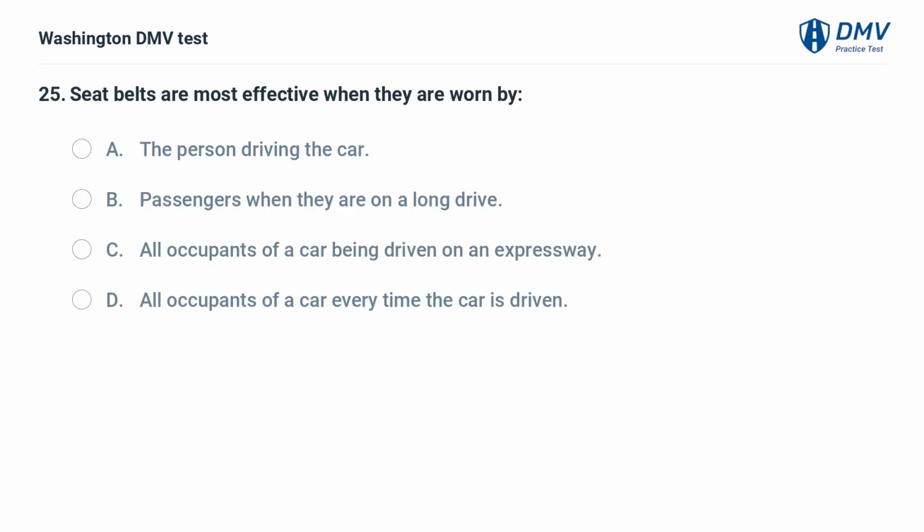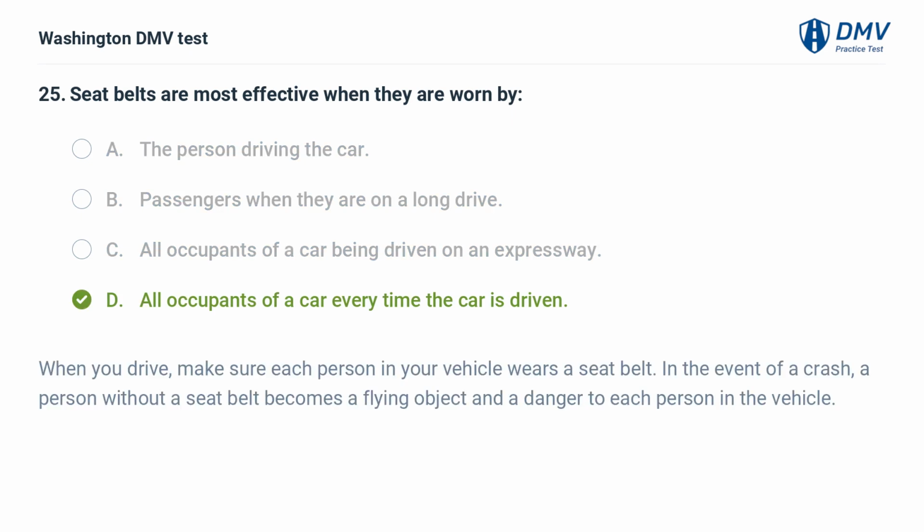Seat belts are most effective when they are worn by A. the person driving the car. B. passengers when they are on a long drive. C. all occupants of a car being driven on an expressway. D. all occupants of a car every time the car is driven. D. all occupants of a car every time the car is driven. When you drive, make sure each person in your vehicle wears a seat belt. In the event of a crash, a person without a seat belt becomes a flying object and a danger to each person in the vehicle.